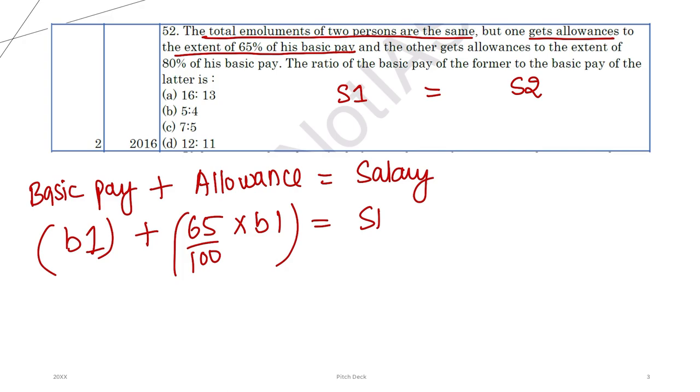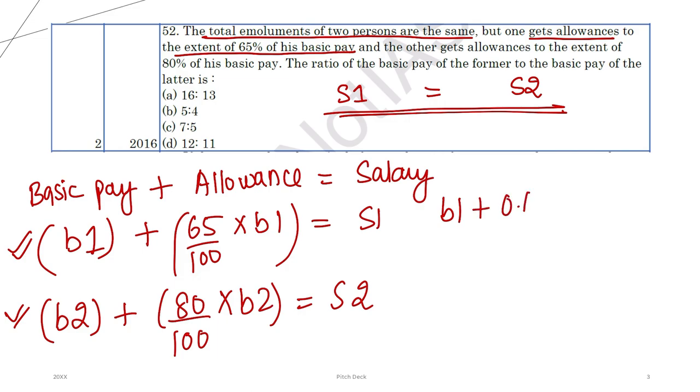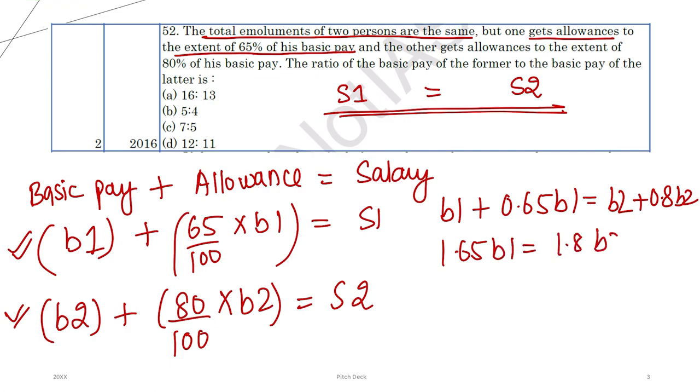Now the other person gets 80% of basic pay, meaning his basic pay is B2 but the allowance is 80% of B2. That is the salary of person number 2. Now if we see here, we have S1 equal to S2. So B1 plus 0.65 B1 is equal to B2 plus 0.8 B2, right? Solving this, 1.65 B1 is equal to 1.8 B2.